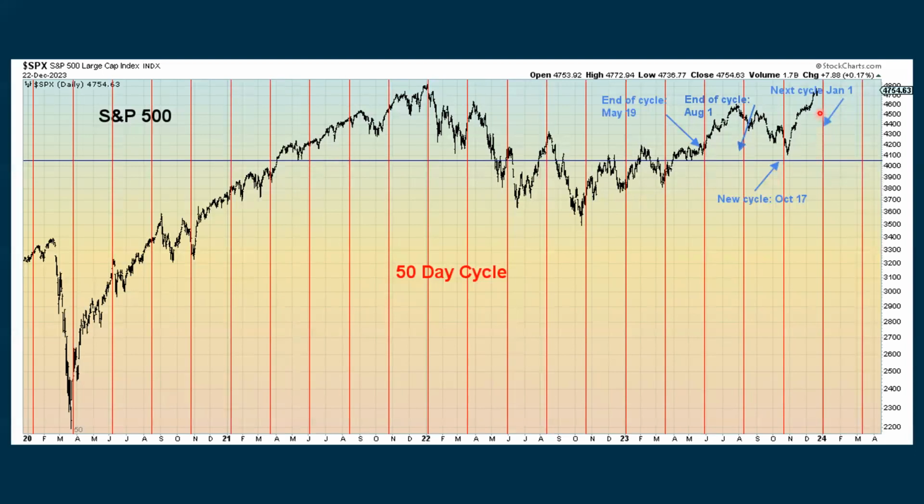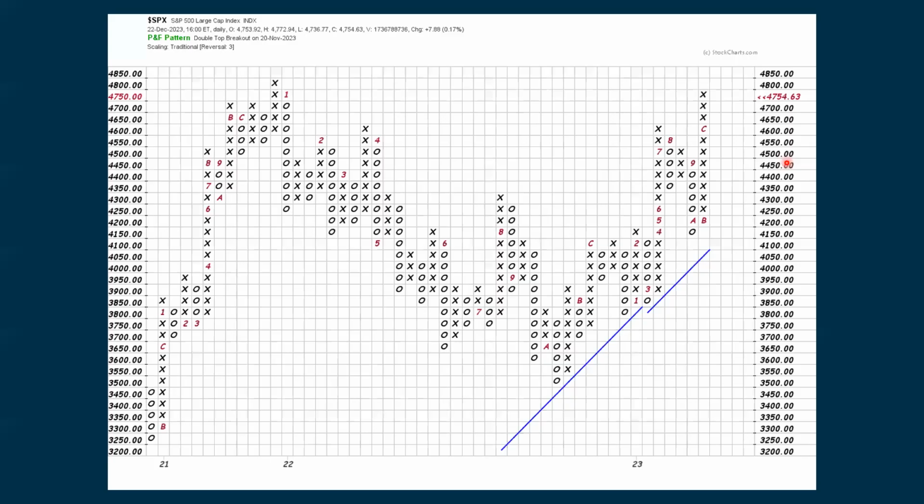The next turn date that we're going to get is January 1st, but the market is closed that day, so it'll probably be on January 2nd. And then we take a point and figure chart, which just measures price, regardless of how long it takes. If it takes 5 minutes for this to move up enough to draw another X, or 5 months, that doesn't matter to a point and figure chart.